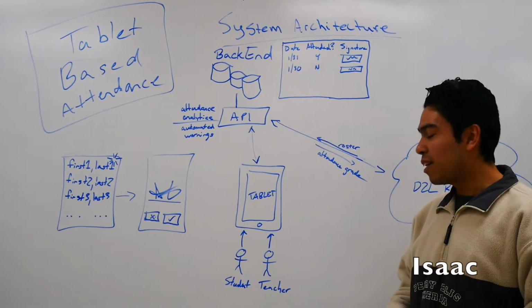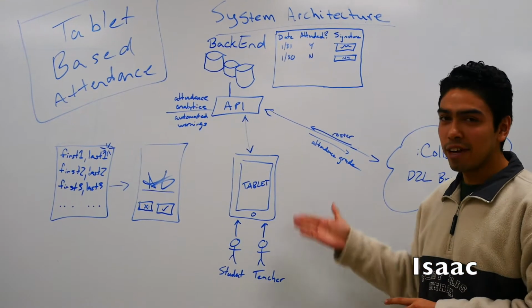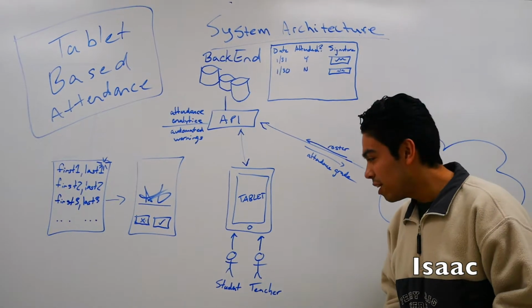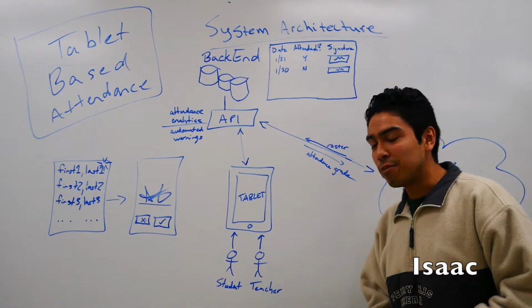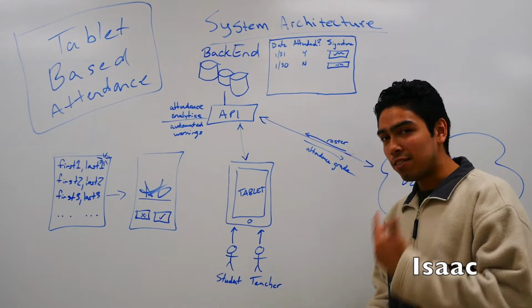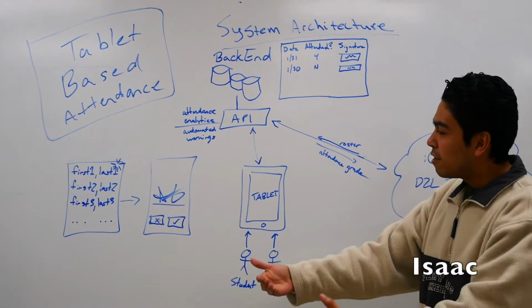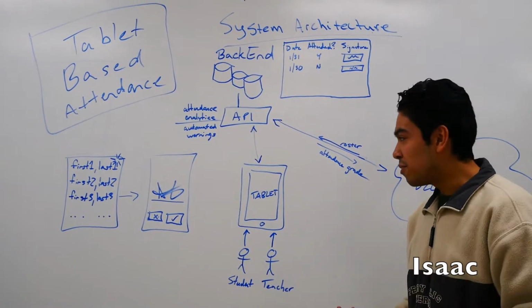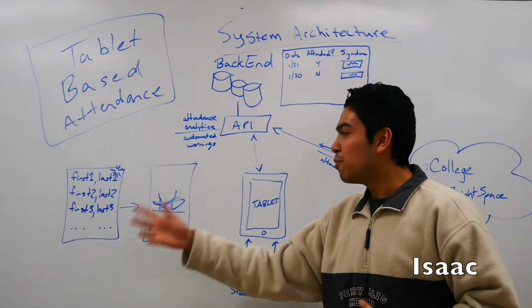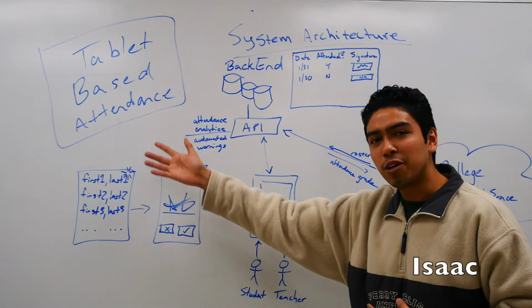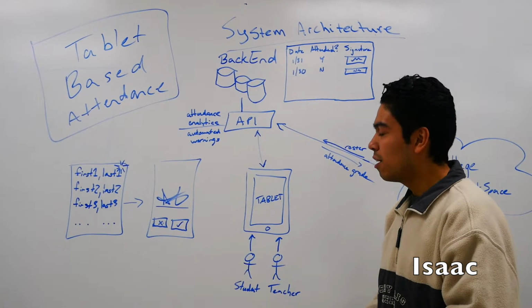Today we'll be discussing real quick the system architecture of our tablet-based attendance system. Ideally, we would like for users to interact with the tablet to record attendance for class. The folks who would use this would be the student and the teacher. So when the interface comes up for the user to have a good experience with the tablet, the attendance will come up with the students in the class.